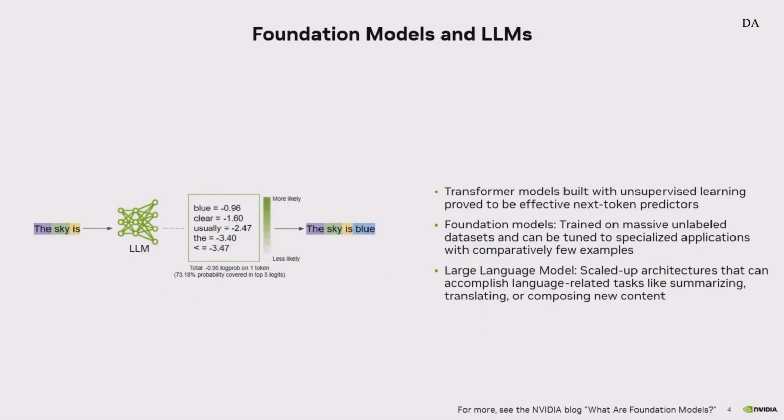Transformer models are built with unsupervised learning, and they've proven to be very effective at next token prediction. Sure enough, looking over at the left, you can kind of see what I mean. The sky is the phrase that's going into the large language model, with log probabilities of blue, clear, usually, the, and less than coming out. Of course, blue has the most likely probability, being the least negative and the highest number, the most positive number. So that is the most likely next word.